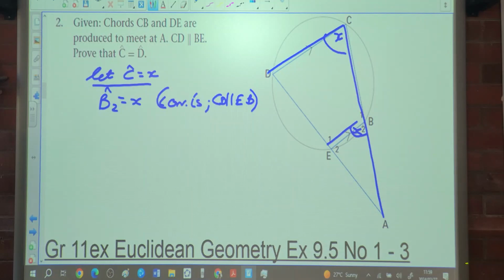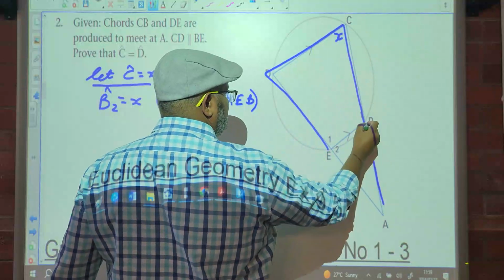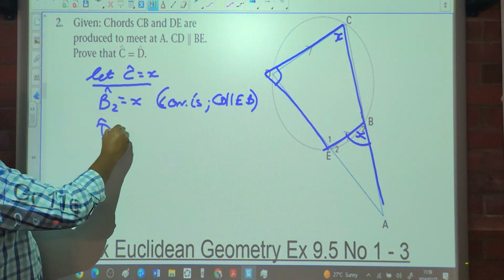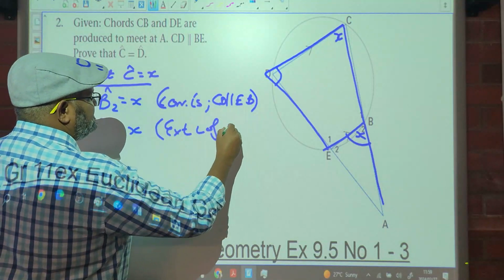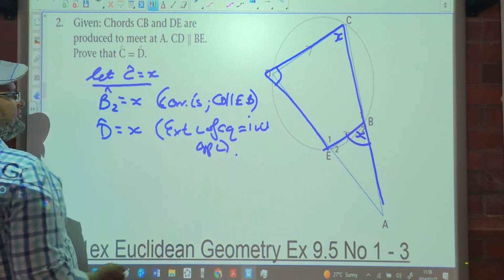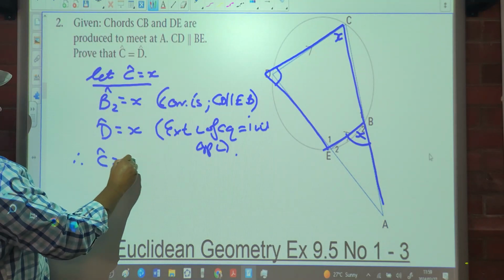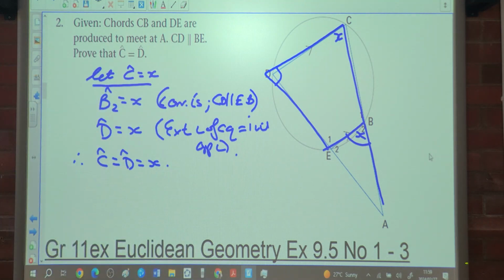Which other angle, people? Angle D. Why? Exterior angles. Exterior angle of a cyclic quad. Can you see here? Here's your quad. The exterior angle is equal to the interior opposite angle. So big angle D is equal to X. Exterior angle of a cyclic quad equals interior opposite angle. So what do we notice now? Therefore, angle C is equal to angle D, which is equal to X. Do you guys understand?